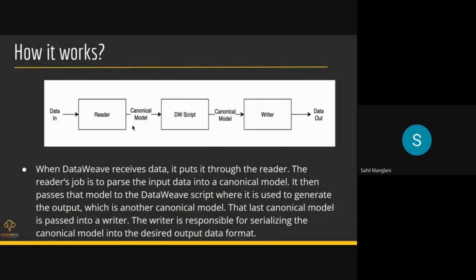So how does it work? First we provide the data to the reader. The reader internally processes this data and parses it to the canonical model via the DataWeave script. After the script performs all the parsing, it produces our output in the data out stream via the writer stream. It is also written here that when DataWeave receives data, it first parses the input data into the canonical model, then passes it through the DataWeave script to the output canonical model, which then writes to the data stream in whatever desired format we are using.